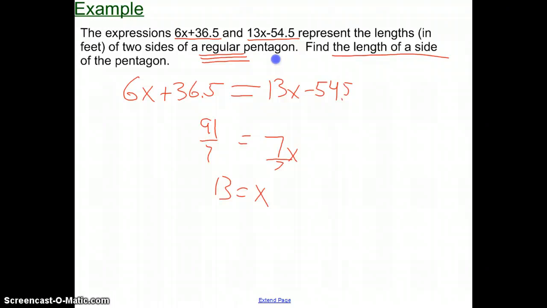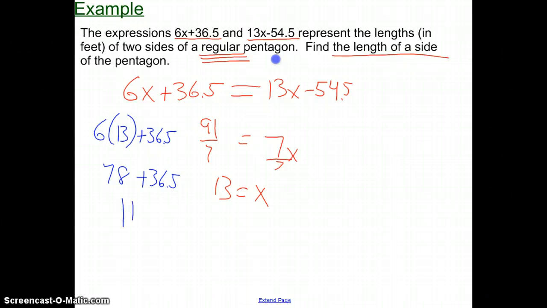So, I'm going to plug this x value back into one of these expressions. And it doesn't matter which one because they're equal. So, 6 times 13 plus 36.5. All right, 6 times 13 is 78, plus 36.5, so that's 114.5. This said this was in feet. So this is a very large pentagon because that's the length of one side, and there's 5 of them.